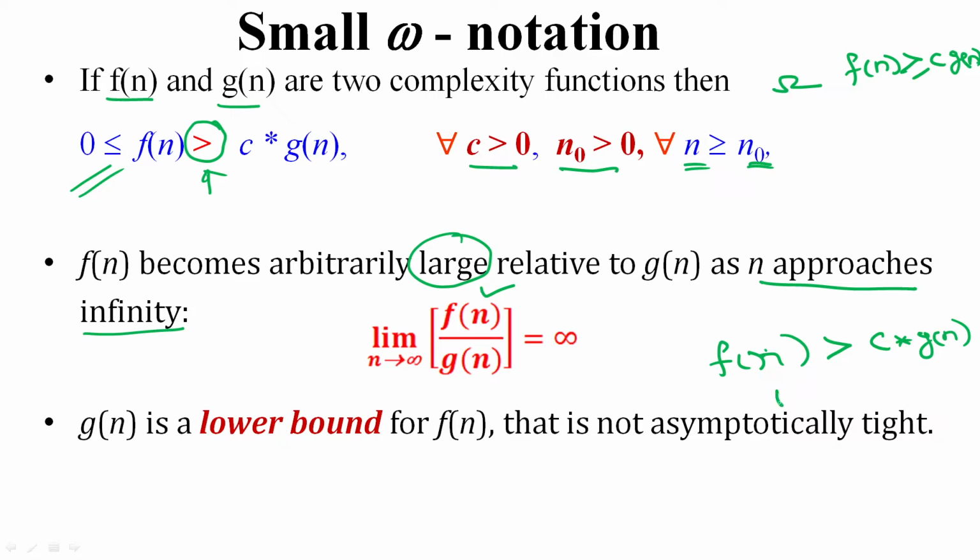So when n is increasing towards infinity, step by step our f of n value is getting large, and the g of n will become a low value. So g of n is the lower bound for f of n. So this function will consume lower time when compared with f of n. So this is not asymptotically tight.